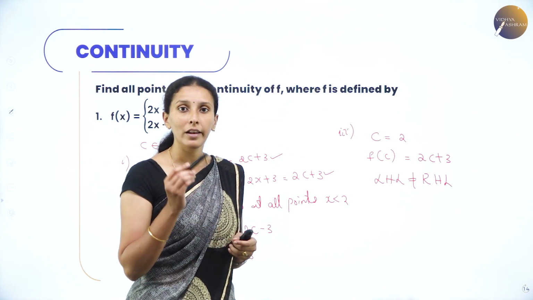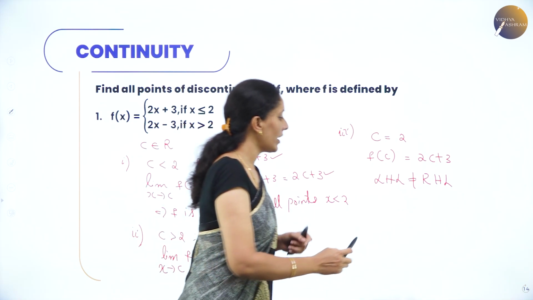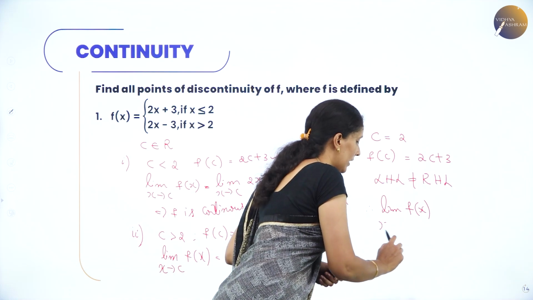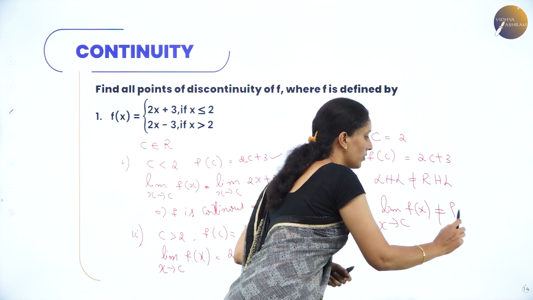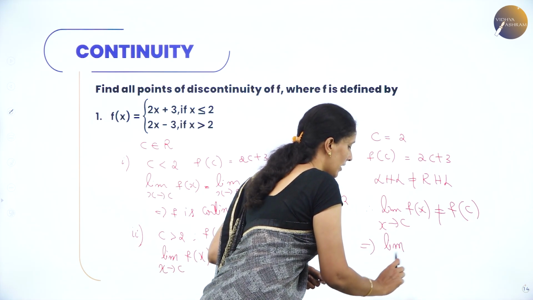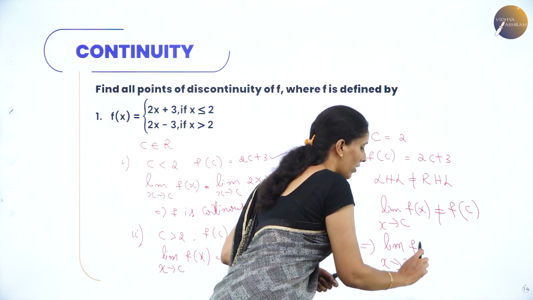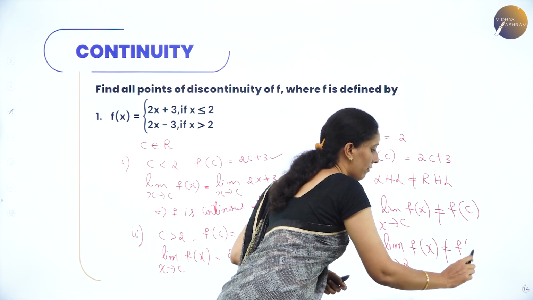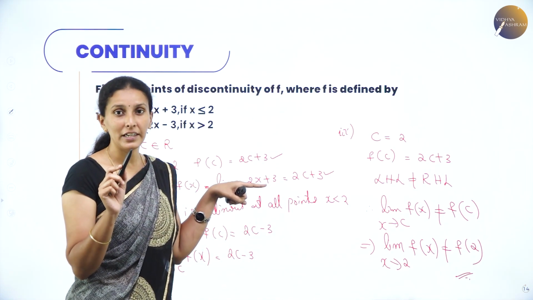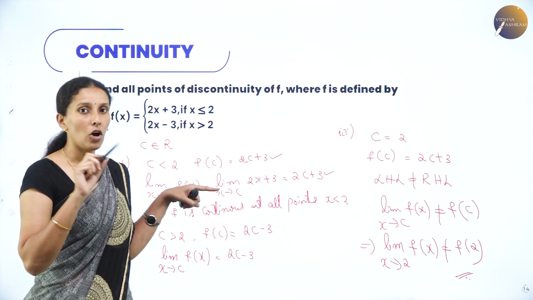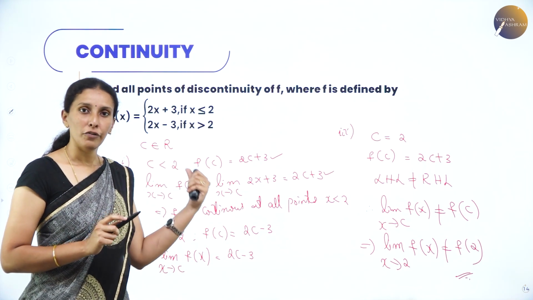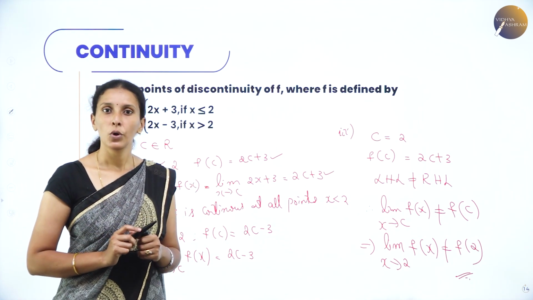If they are not equal, the limit does not exist. If the limit does not exist, what can we conclude? The limit of a function as x tends to c is not equal to f of c here. That is, when you apply the limit as x tends to 2 for f of x, it is not equal to f of 2. So therefore, the function f is not continuous at the point x is equal to 2. In all the other cases, it is continuous. Therefore, the only point of discontinuity for the given function is x is equal to 2.